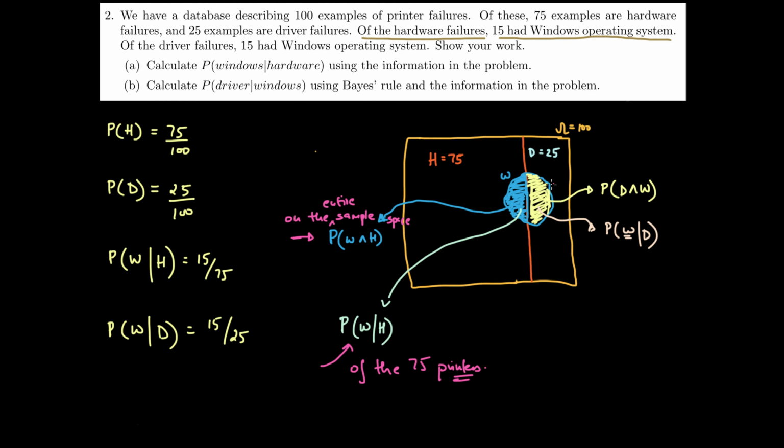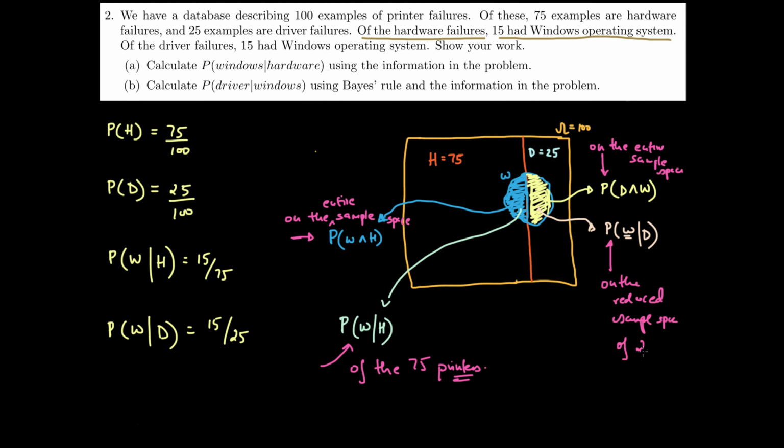Likewise, this piece over here tells you on the entire sample space, of all the 100 printers, which ones are D and W. And this is on the reduced sample space, meaning now I restrict myself only to the 25 printers, only to this rectangle here, which is D. Within these 25 printers, how many of them are Windows related? So this is on the reduced sample space.